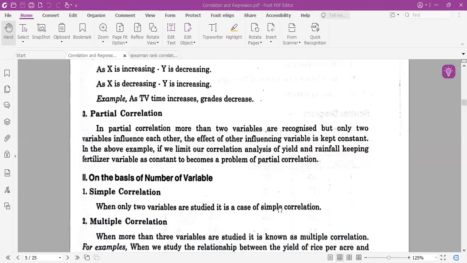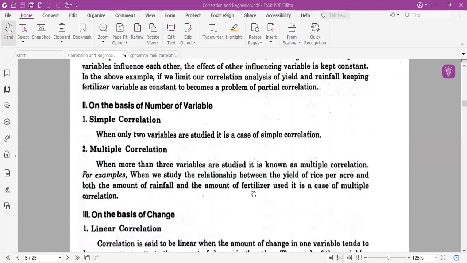Now, for example, suppose the yield of the crop may depend upon the amount of rainfall and the fertilizer used. But we may keep a particular variable as a constant. Say, for example, the area of the agricultural land may be kept constant. So by keeping the land constant, we are looking at only two variables. One is the rainfall, the other one is the fertilizer. So such a type of correlation is called partial correlation.